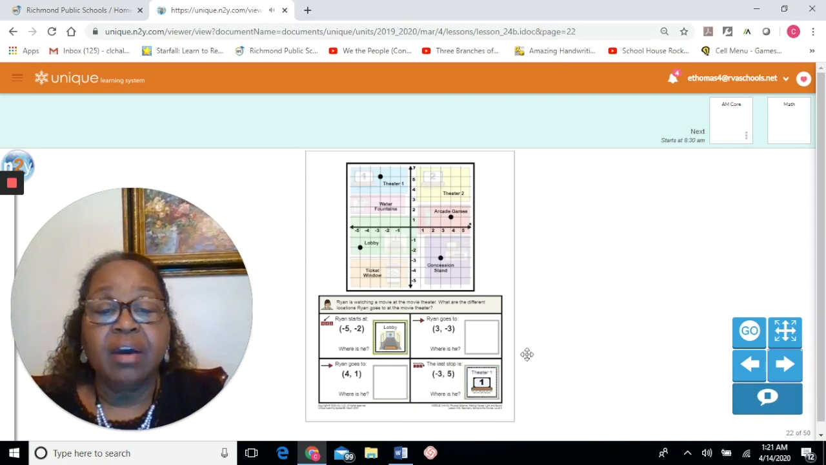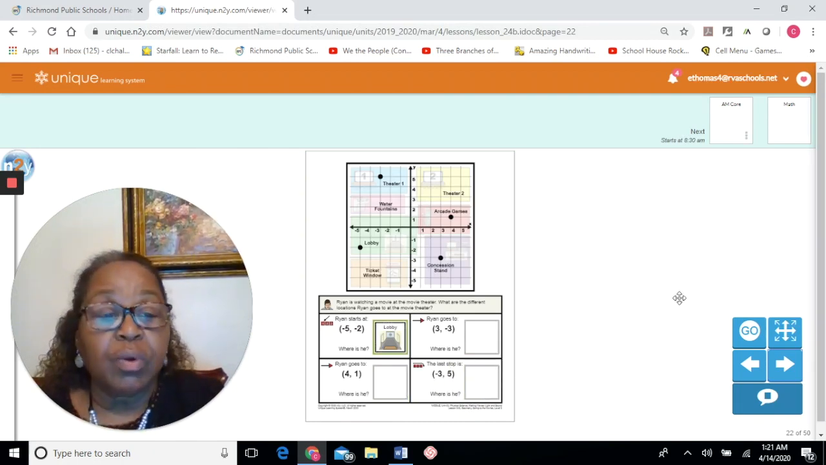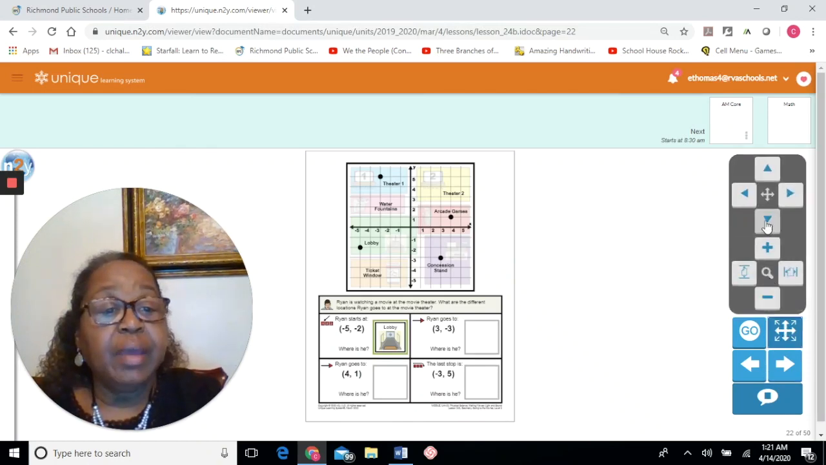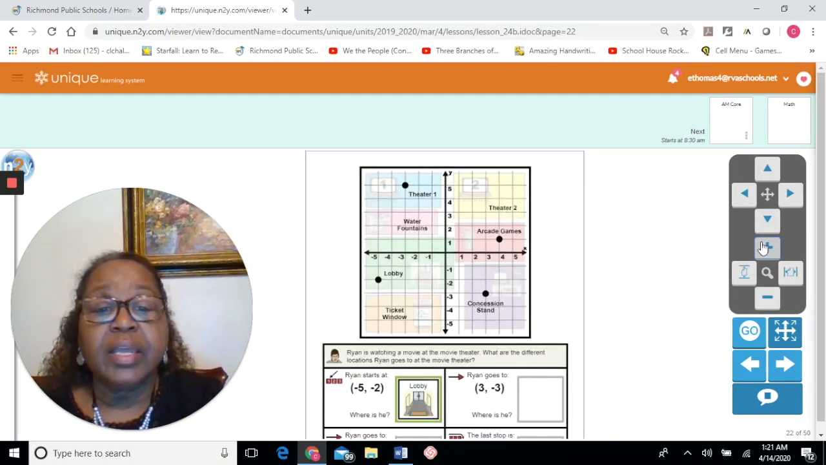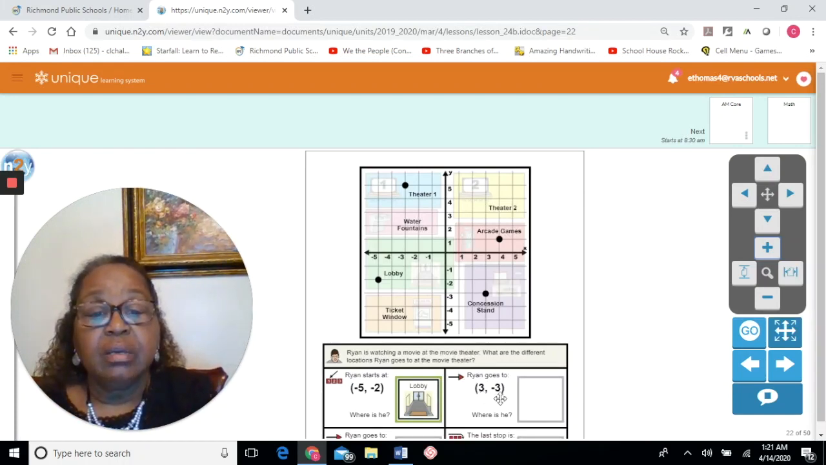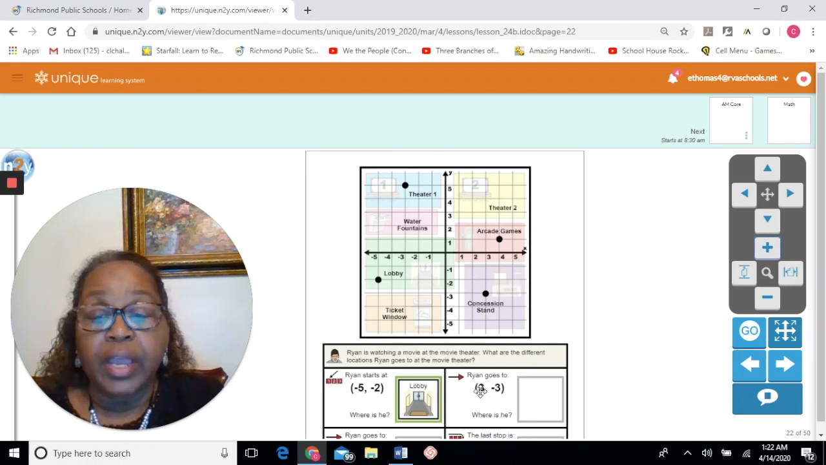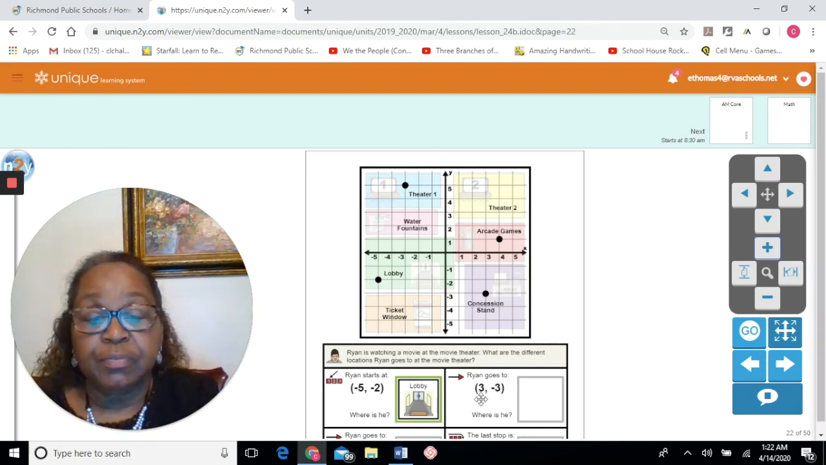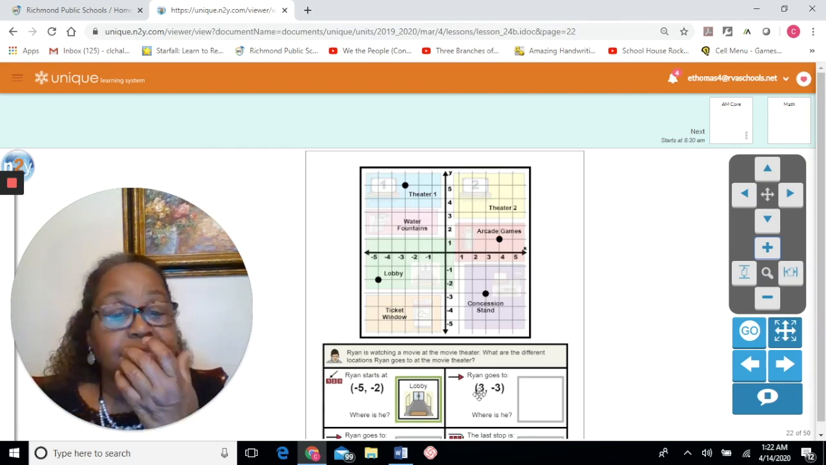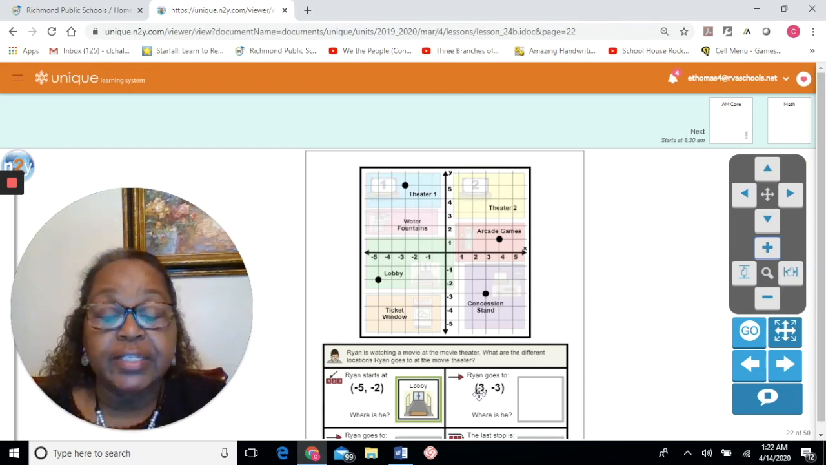Excellent. We have a green box around our answer. That means we got it right. All right, let's see what our next plot is. (3, -3). Our ordered pair in parentheses tells us that the next point where Ryan went is +3, -3. So the first number is for the x-axis, and the second number is for the y-axis. So let's see if we can find out where Ryan went.